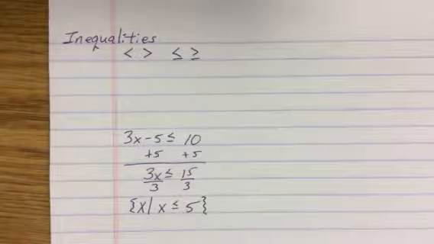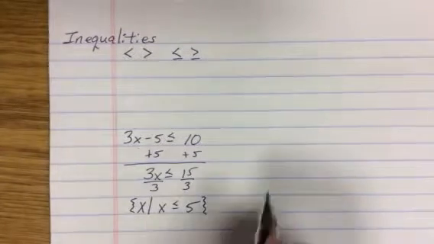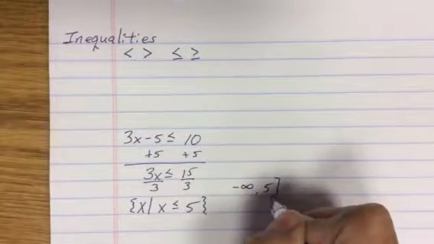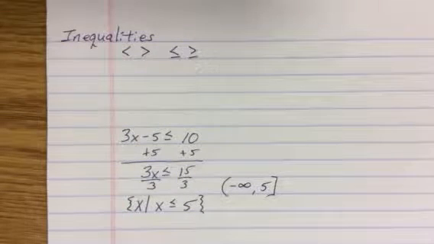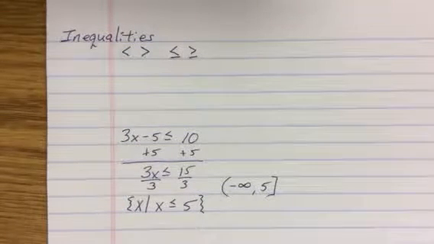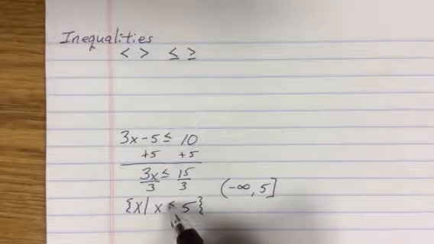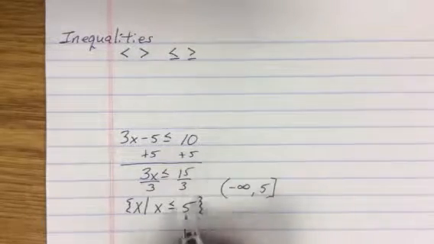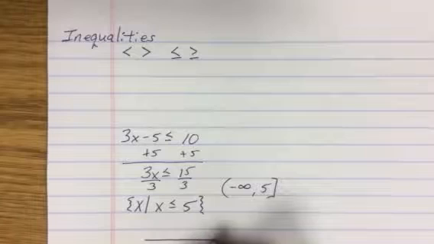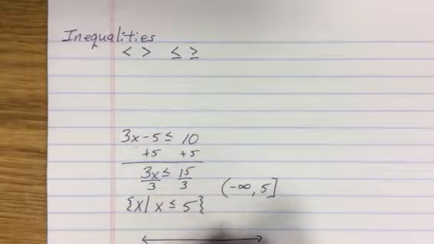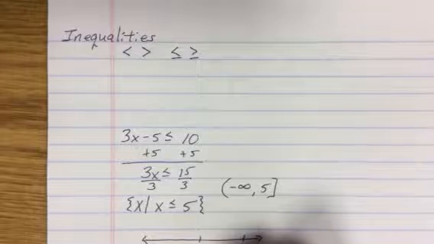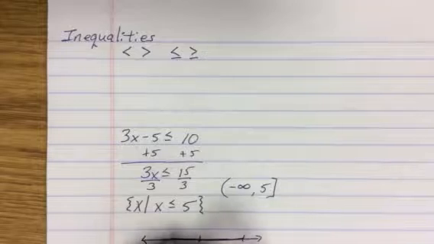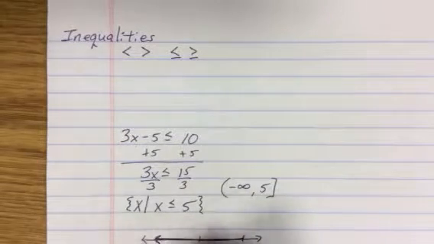Okay? I can do it in set notation. I also can graph this. Okay? Now look at that which way. Use the greater than equal to as a arrow. It's pointing to the left. So that means if I was to graph this on a number line, I would start at 5, and I'm going to draw a line going to the left.